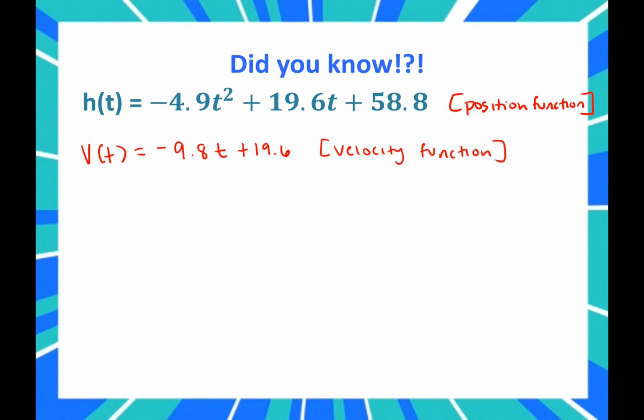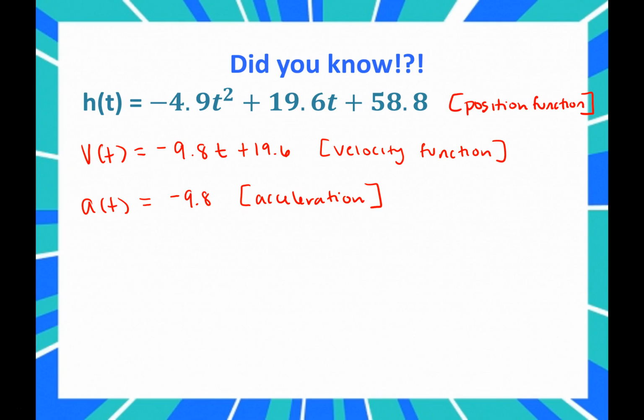Now, did you know if I take the derivative of the velocity function, I actually get the acceleration function? The derivative of this is a negative 9.8, and that's it. And this actually makes sense, because if any of you take physics, then we know that acceleration goes down, hence the negative, and it's 9.8 meters per second squared. Acceleration is a constant.